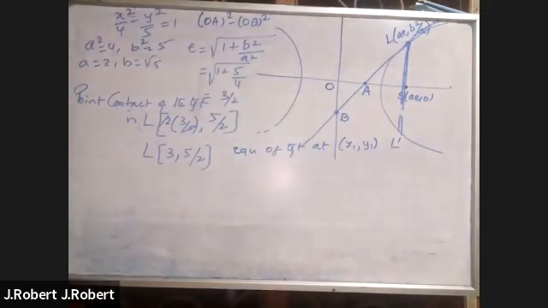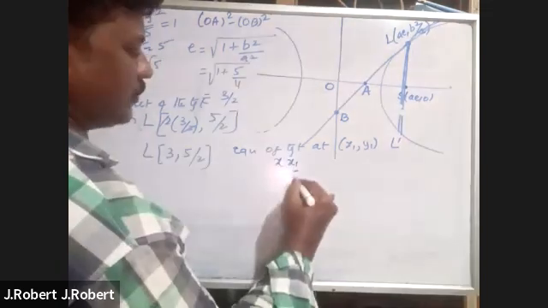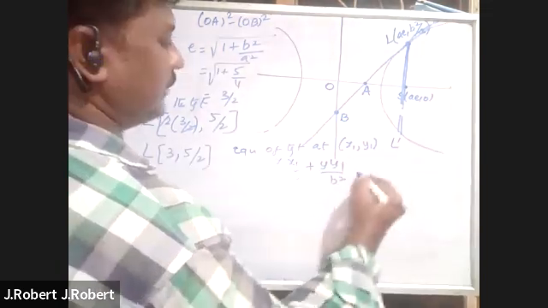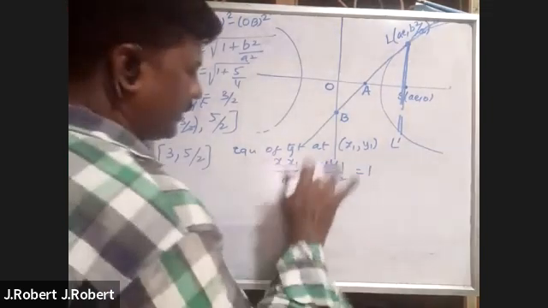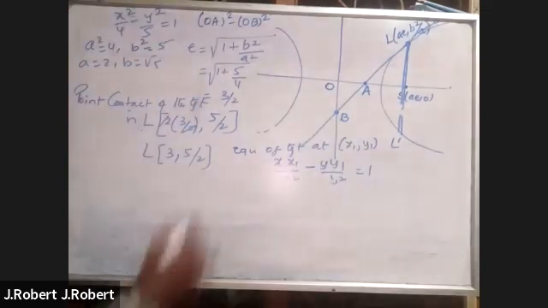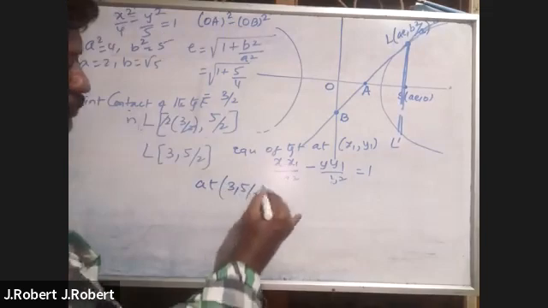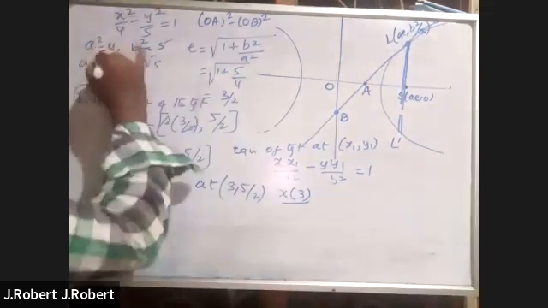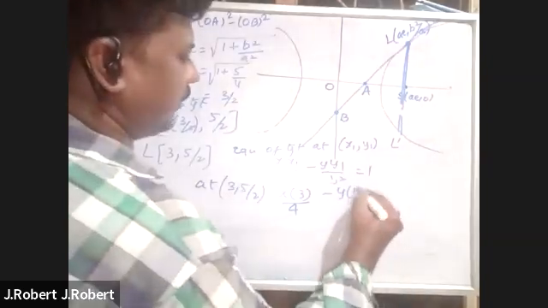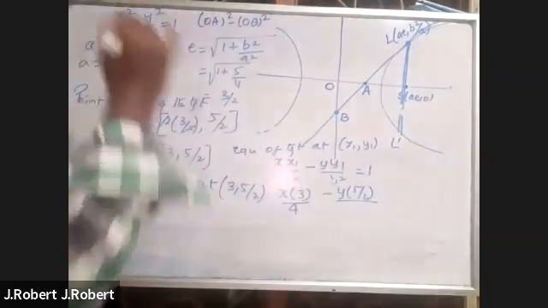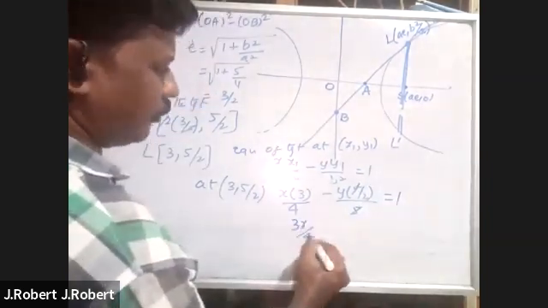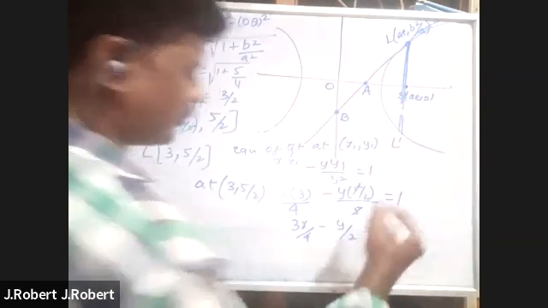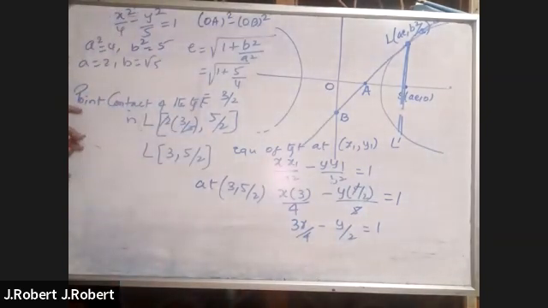Is x1 x by a square plus y1 y by b square equals 1. Not plus, for the hyperbola it is minus. At what point? The point is (3, 5 by 2). So x into 3 divided by a square 4, minus y into 5 by 2 divided by b square, b square equals 5. The 5 cancels, equals 1. We get 3x by 4 minus y by 2 equals 1. So this is called the equation of the tangent.